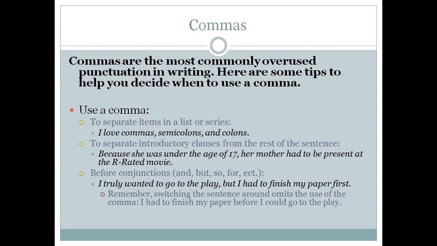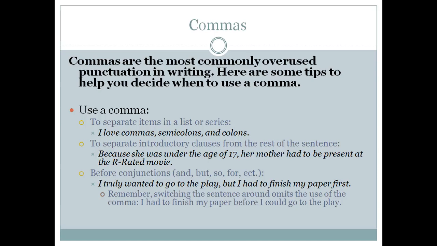So, commas. Commas are big. They're probably the most overused punctuation in writing. There are a lot of tips to avoid overusage of a comma, and they're quite simple to understand. You just have to memorize them and remember when you're supposed to use them and when you're not. The first tip is to separate items in a list or series. You see, I love commas, semicolons, and colons.